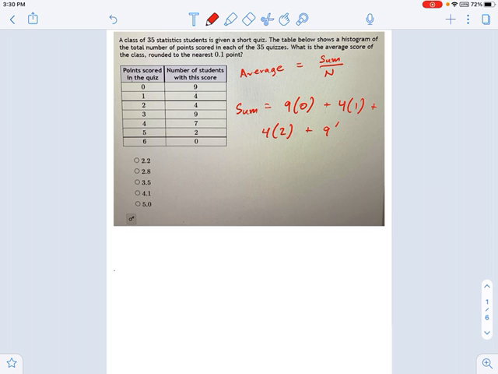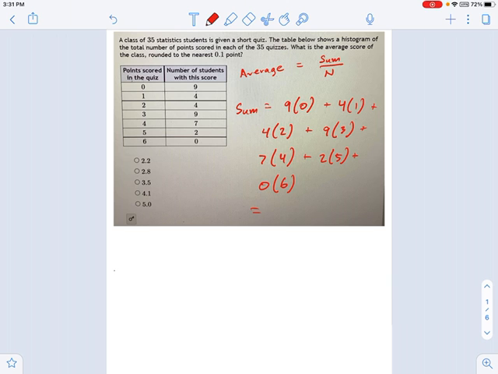And there's 9 students who got a 3. And there are 7 students who got a 4. And 2 students who got a 5. And, tough break, nobody got a perfect score of a 6. So we just plug this into a calculator.